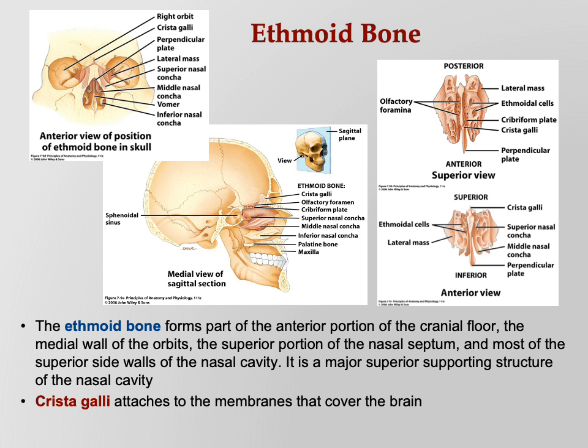Crista galli, it's a crest. Crista means crest, and galli, like in Spanish, gallo, the rooster. So crista galli is the rooster's crest. When they first started naming bones, this reminded them, you know how roosters have that kind of crest, that comb on the top of the head? It reminded them of that, so they called it the rooster's crest.